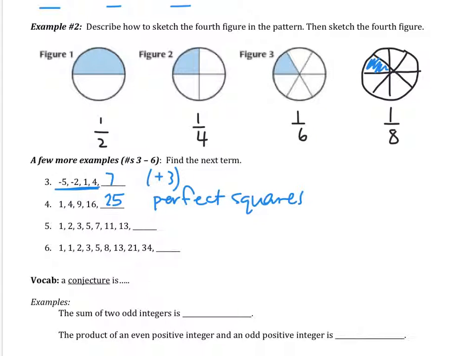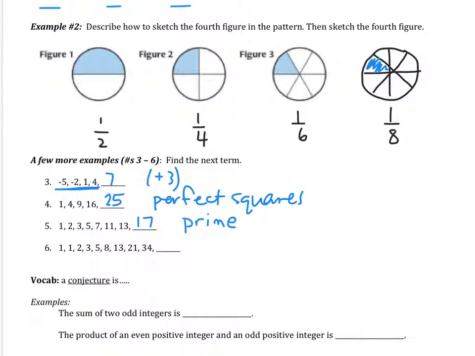Number 5, for this one, we got 1, 2, 3, 5, 7, 11, and 13. This one's a little bit trickier. The next number is actually going to be 17. A lot of people think it's 15. But what we're supposed to notice is that these are all prime numbers. Numbers that are divisible by 1 and itself.